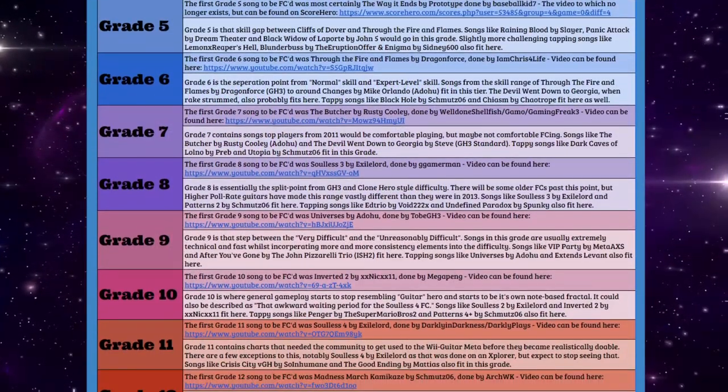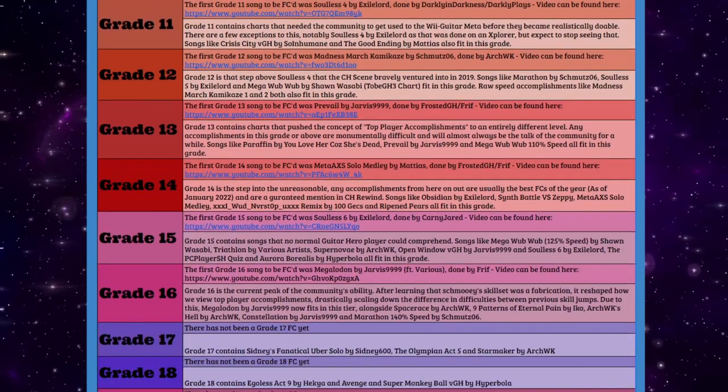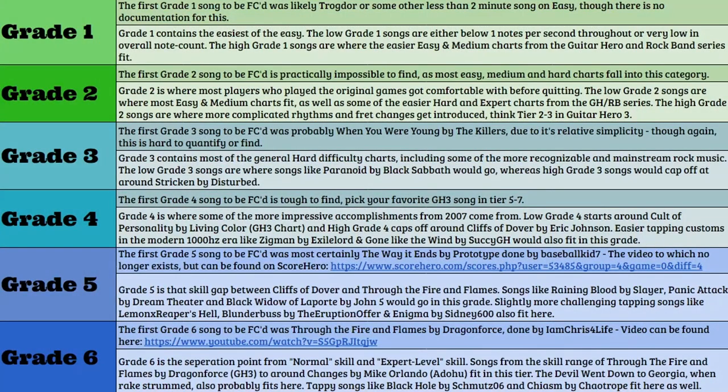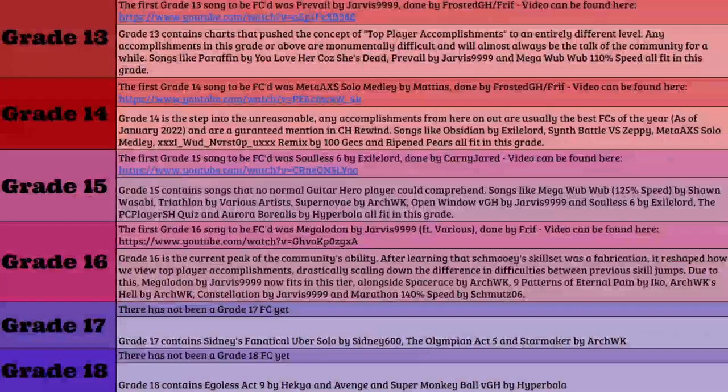The system is designed to be as evenly spaced as possible while accounting for every level of skill that's possible. Grade 1 would most likely never be something you see on an expert chart, for instance. Grade 3 is about the difficulty of Paranoid by Black Sabbath, GH3 chart. Grade 6 is where Through the Fire and Flames is, grade 8 has Solus 3, grade 10 has Solus 2, grade 11 with Solus 4, 12 with Solus 5, and 15 with Solus 6. You get the idea.